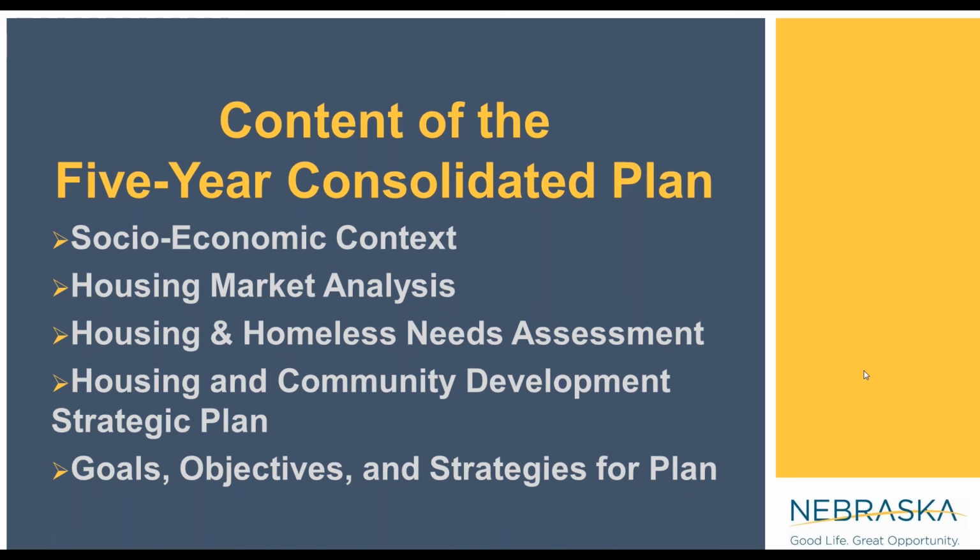Okay, so the content of the 5-year consolidated plan starts with socioeconomic context, where we look at demographic, economic, and housing trends. In the housing market analysis, we evaluate what's going on in the housing market, using the CHAS, Comprehensive Housing Affordability Strategy, data set. That's an important data set, and that's where you dial in on your current housing need in regards to affordable housing. Housing and homeless needs assessment uses point in time count data, and we have a good slew of data there from the University of Nebraska, Lincoln. Then in the Housing and Community Development Strategic Plan, we put it all together with goals, objectives, and strategies for the plan.